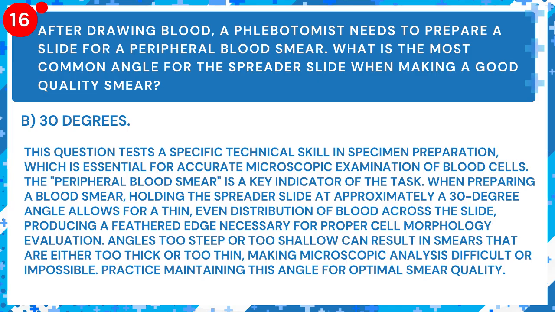When preparing a blood smear, holding the spreader slide at approximately a 30-degree angle allows for a thin, even distribution of blood across the slide, producing a feathered edge necessary for proper cell morphology evaluation. Angles too steep or too shallow can result in smears that are either too thick or too thin, making microscopic analysis difficult or impossible. Practice maintaining this angle for optimal smear quality.